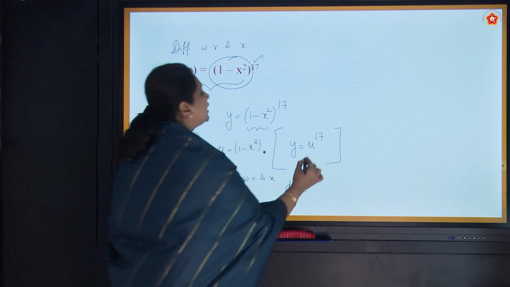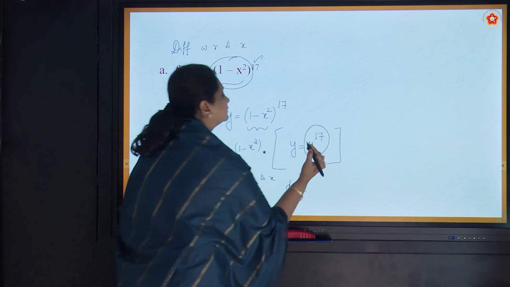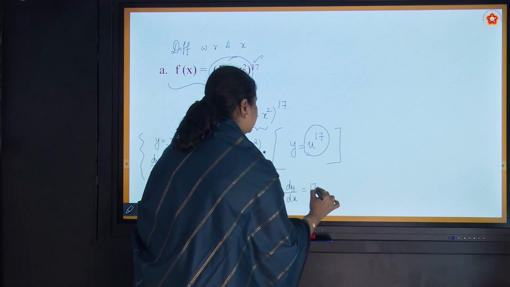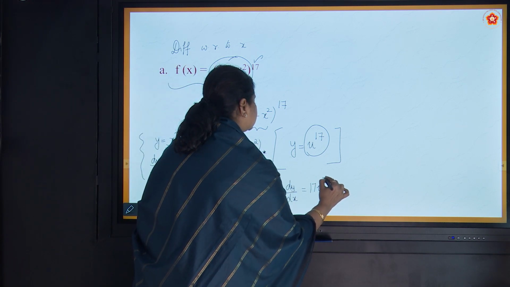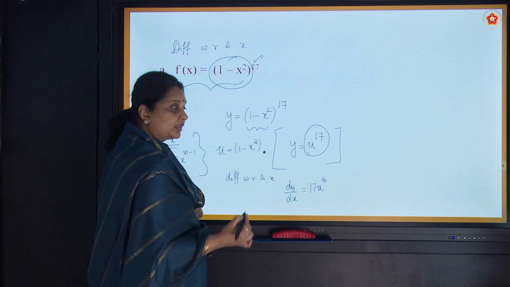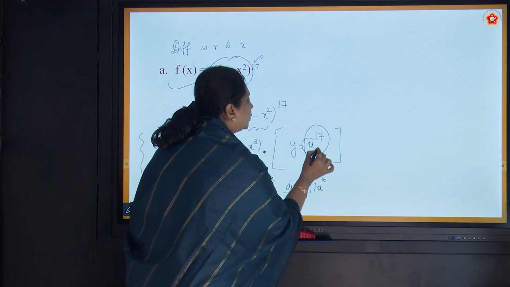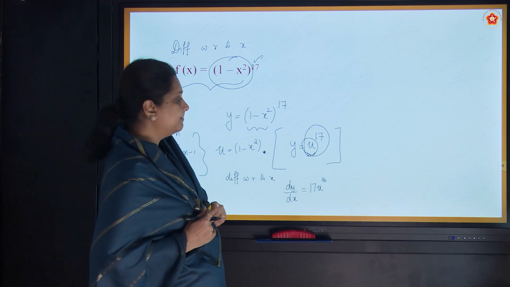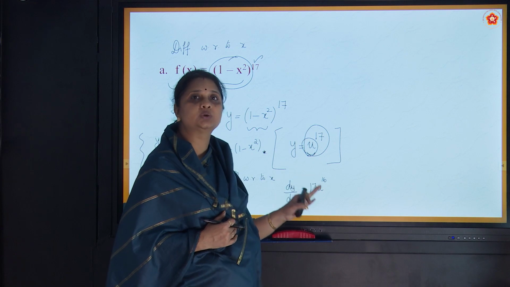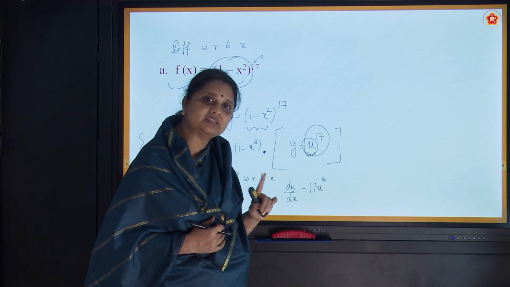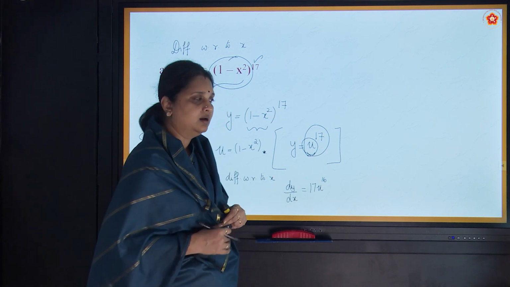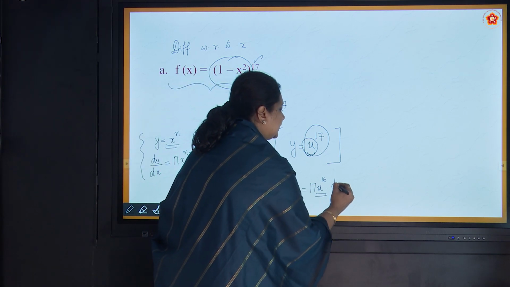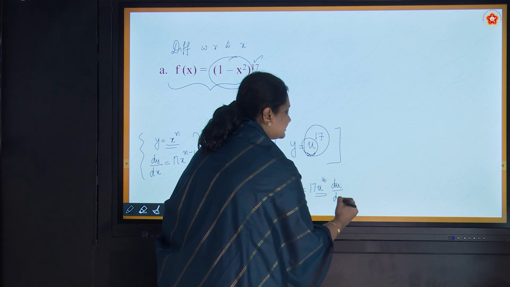Now, when I differentiate this, what do I do? I first bring the power 17, u power 16. Now, this u is differentiated with respect to x. But here we have a third variable, that's u. Now, x on differentiation with respect to x gives me 1, whereas u on differentiation gives me du by dx.